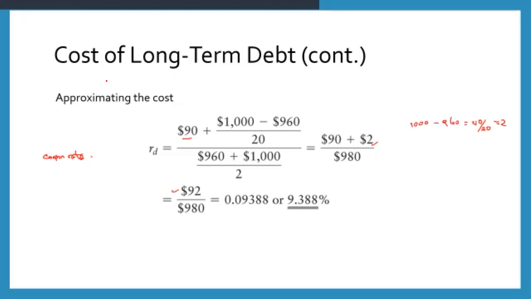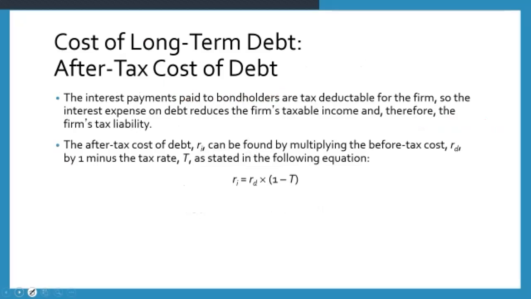The denominator, the net proceeds of the bond, which is 960 plus 1,000 divided by 2, gives us 980. So the total cost of issuing this bond is 9.38%. So this is how you find the cost of capital for a bond.